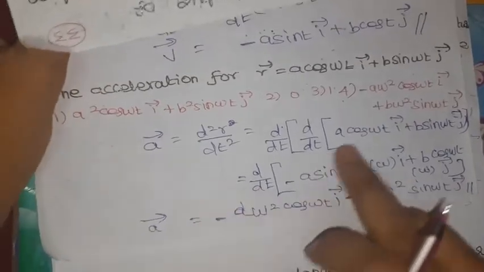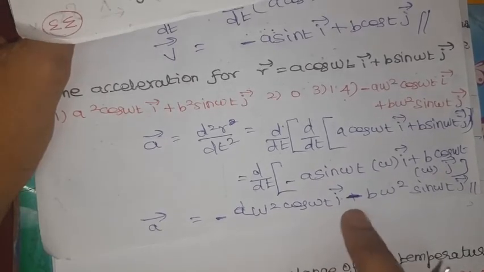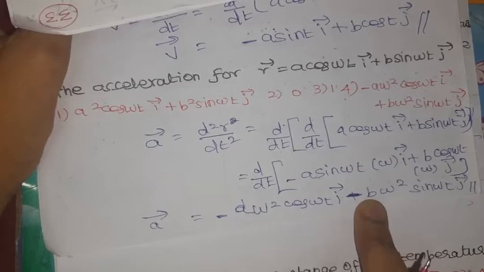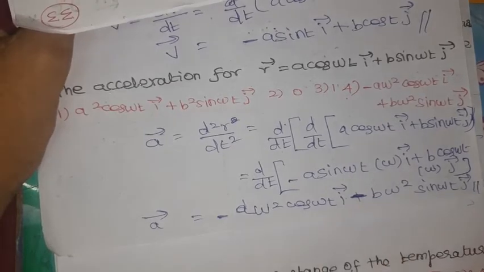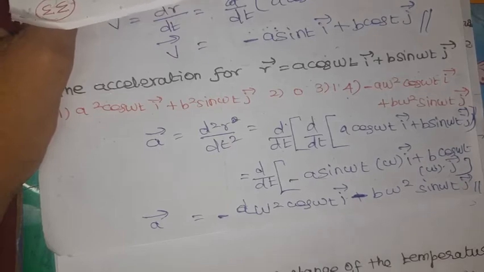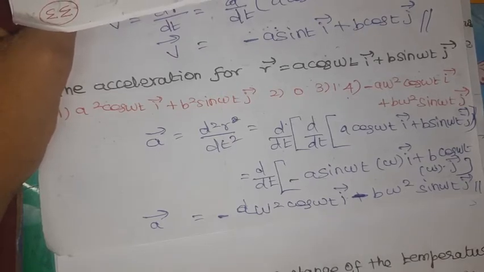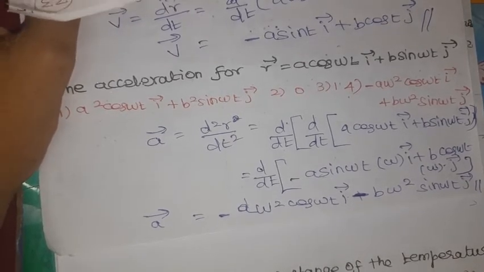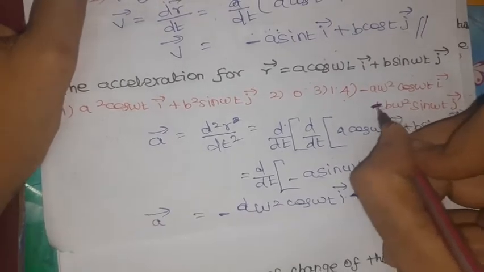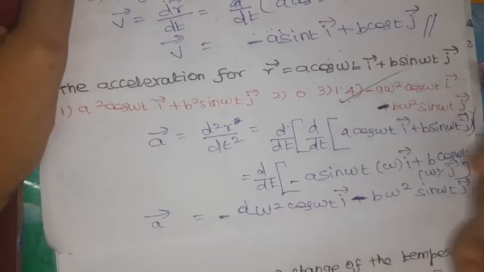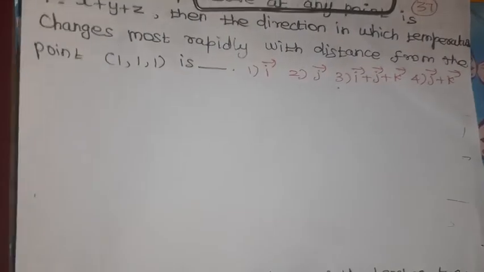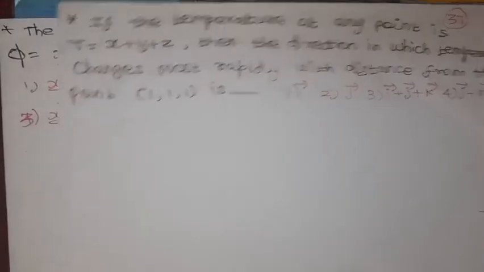So minus a omega squared cos omega t i, here plus. So plus, how does it come? This is minus only, right? Whether the options are wrong? Okay, maybe the option is wrong. This is minus only. So option 4. So we'll move on to the next problem.